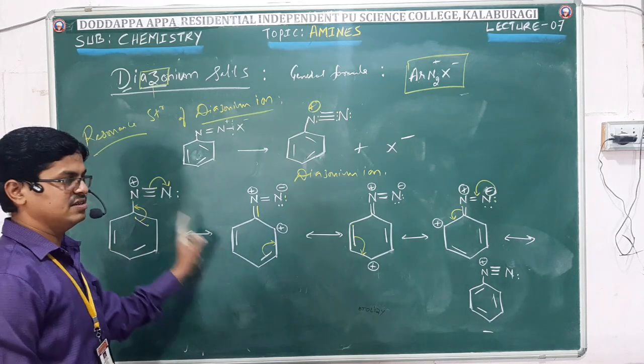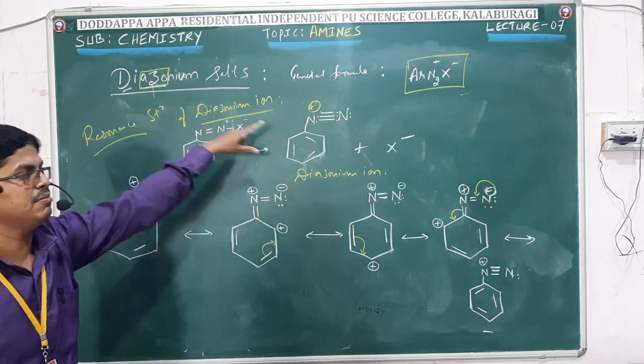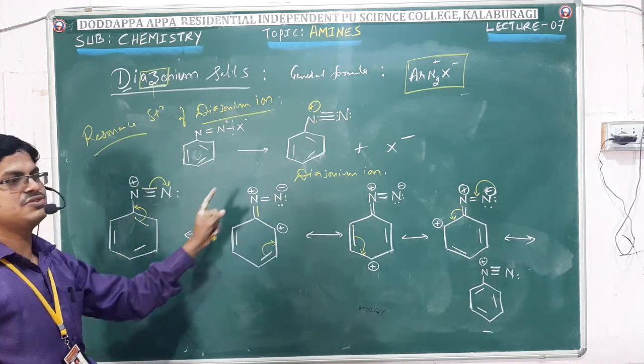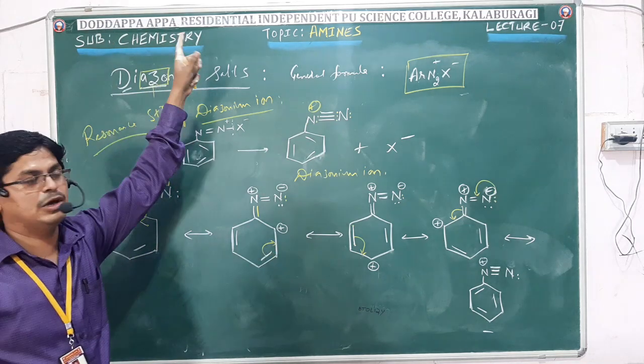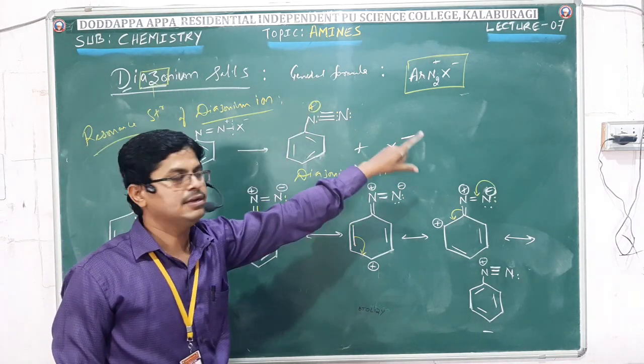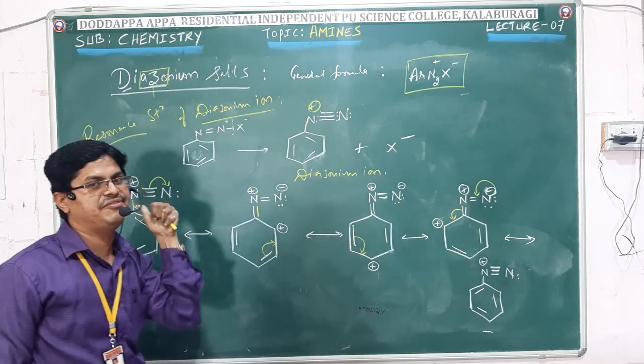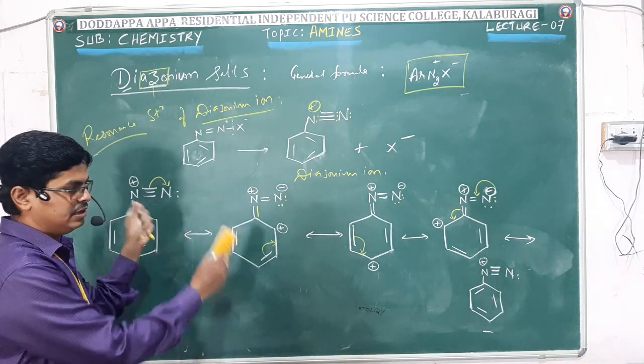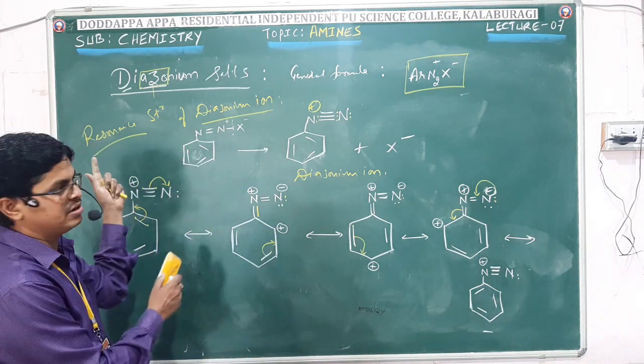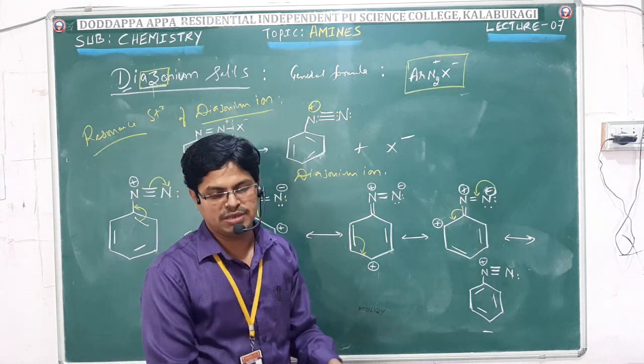This is the resonance structure of the diazonium ion. Due to the resonance structure, the aromatic diazonium salt is stabilized. But this is not the case with the aliphatic diazonium salt. Hence, aromatic diazonium salts are more stable when compared with aliphatic diazonium salts.